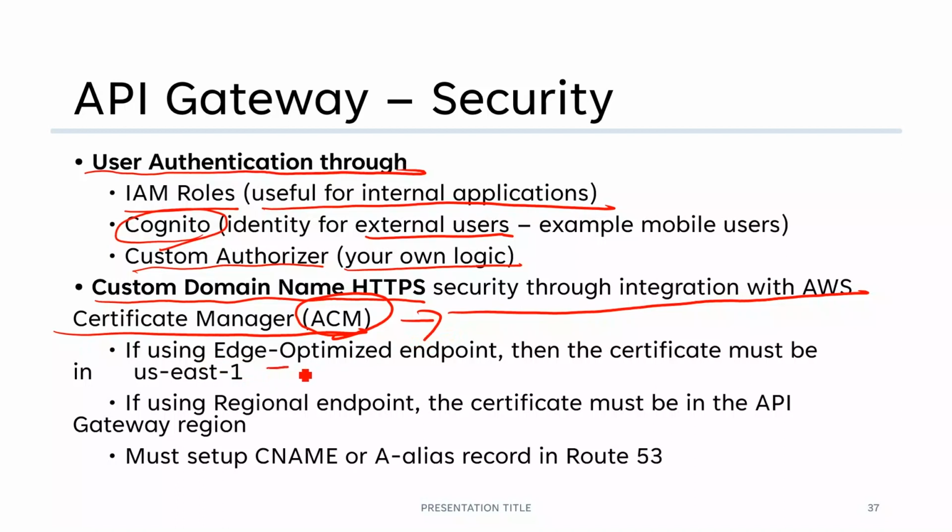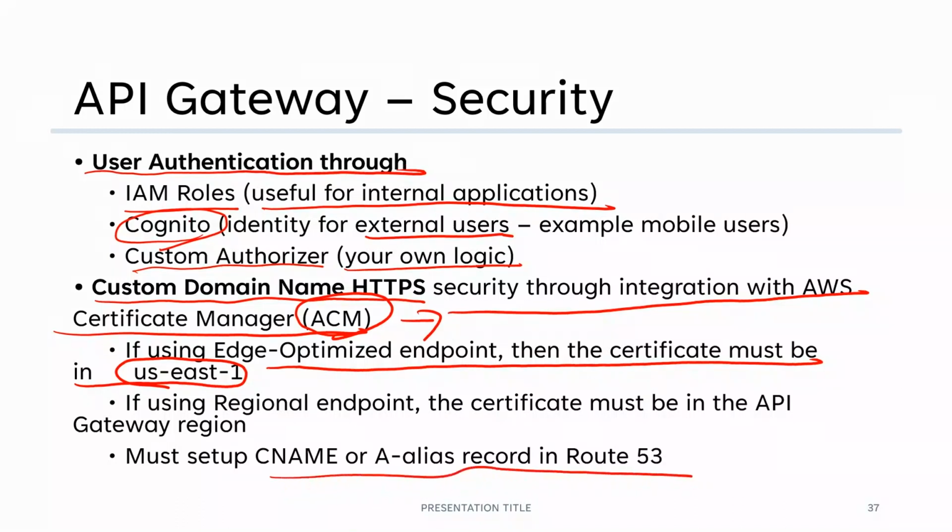If you are using an edge optimized endpoint, then the certificate must be in US East 1. That is a very, very important point to remember. If you are using an edge optimized endpoint, it means you are using CloudFront edge distributions, so the certificate must be in US East 1. If you are using a regional endpoint, the certificate must be in the API Gateway region. You must set up a CNAME or alias record in Route 53.